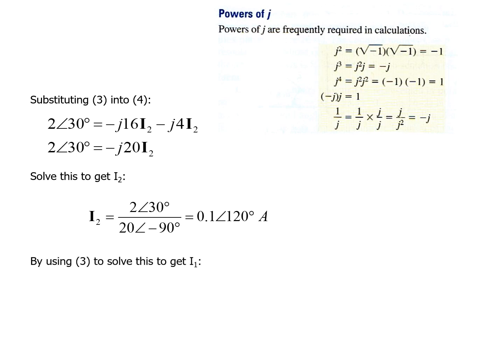If we use equation 3, we can also get I1. I1 equals minus j2I2, and that is equivalent to minus j2 multiplied by 0.1 angle 120 degrees, and that gives us 0.2 angle 30 degrees amperes.